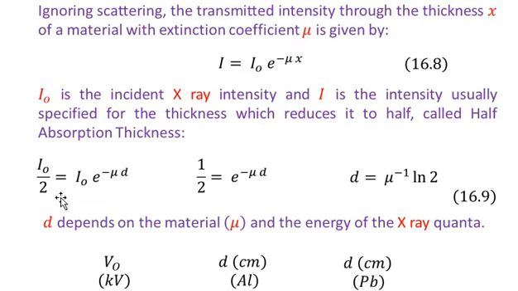I have I naught over 2 is equal to I naught e to the power minus mu times d. I can solve this equation for the value of d, which will give you the final result, and d will be equal to mu inverse multiplied by the log of 2. So if you know the value of mu for a material, you can find the distance within the material which will reduce the intensity entering into the material by a factor of half.